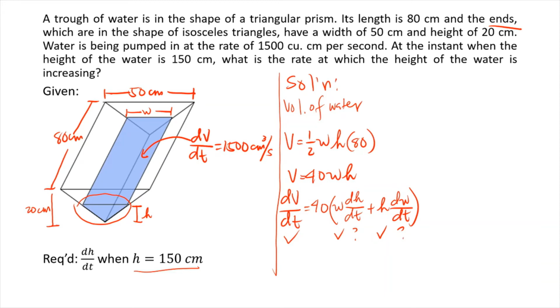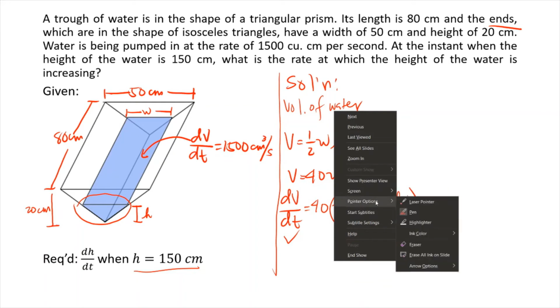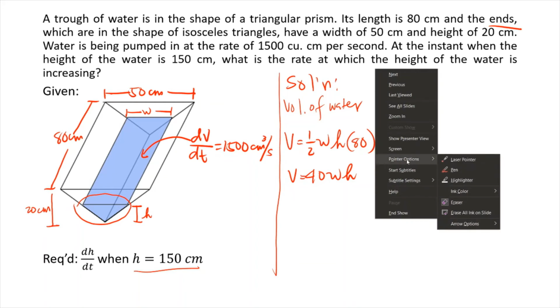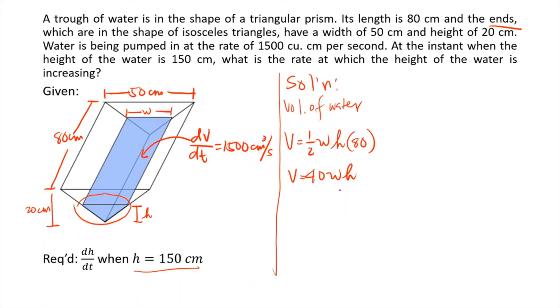But then again, there's no mention of the change in the width of the water inside over time, so we cannot really solve for dh dt using this approach. So we need to find another way to solve for dh dt. Remember, I mentioned earlier that we can solve for W using the concept of similar polygons. So let's try if we can reduce this equation in terms of a single independent variable H so that we can get rid of dW dt.